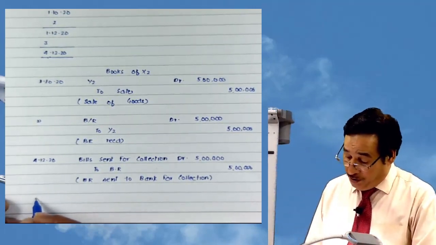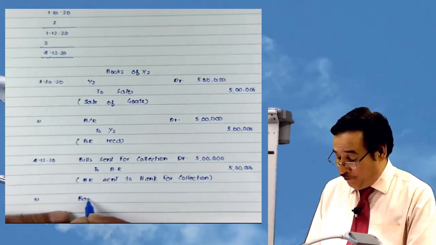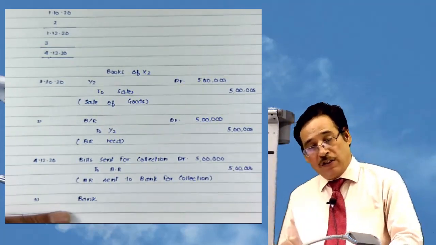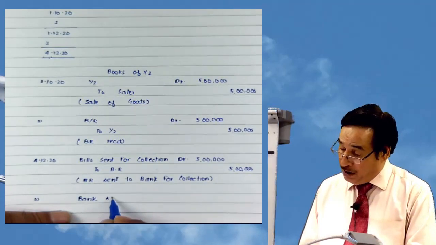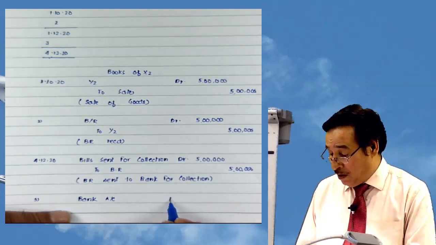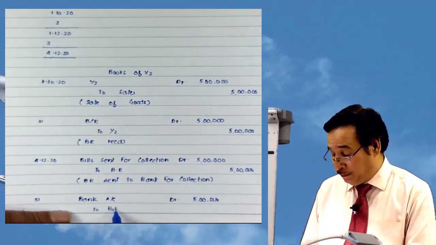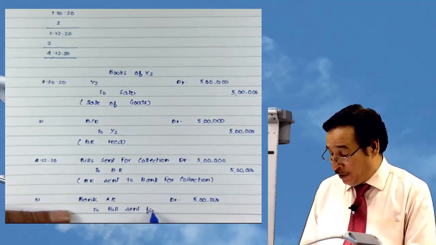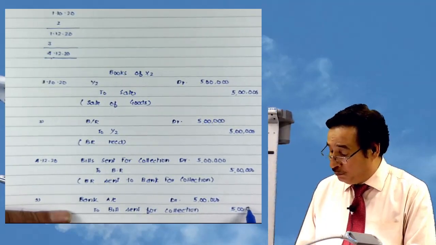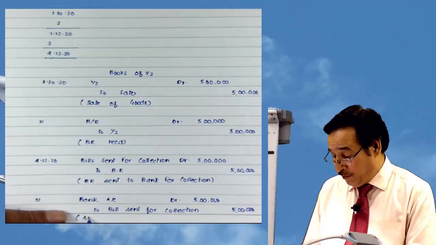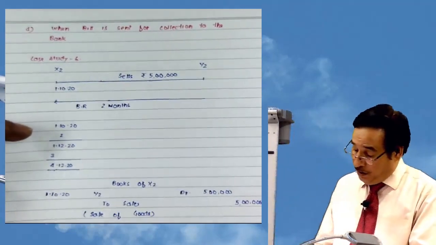Next entry. Now the bank will collect the amount. When the bank collects the amount, bank account debit. Actually, this bank account reflects the account of X2 which is in the bank, correct? So the bank will receive the money and deposit the money in the bank account of X2. So bank account here means the account of X2 in the bank. So 5 lakh rupees collected and deposited. Bank account debit to bills sent for collection. Amount received or bill collected, whatever you may like to write. Not very tough, simple, isn't it?